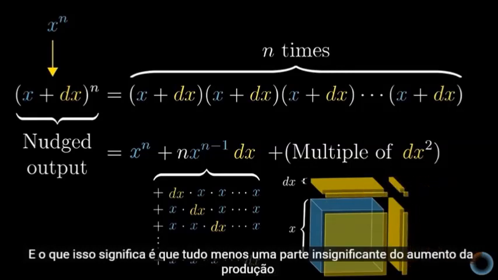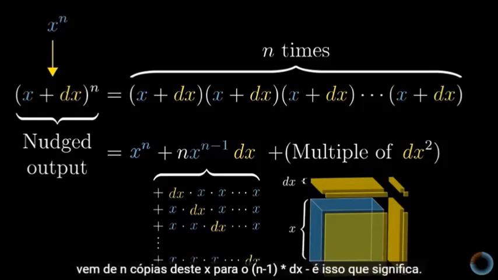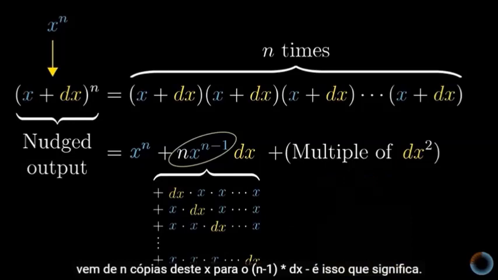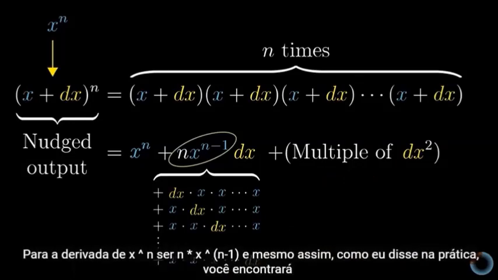And what that means is that all but a negligible portion of the increase in the output comes from n copies of this x to the n minus 1 times dx. That's what it means for the derivative of x to the n to be n times x to the n minus 1.